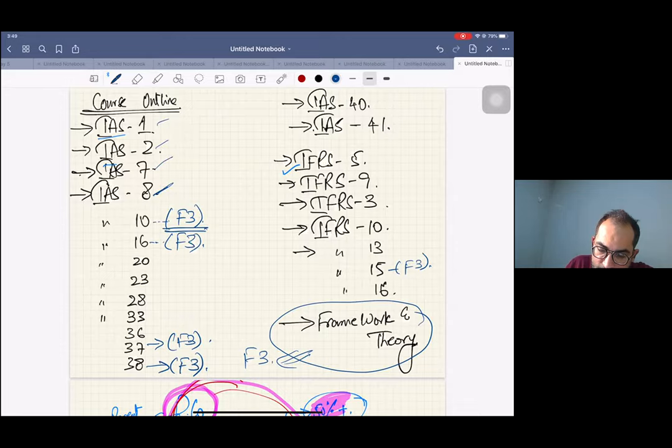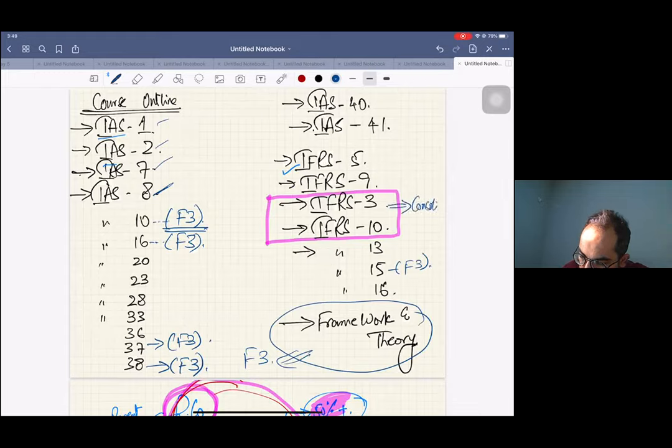These standards, let me highlight. These IFRS 3 and IFRS 10 are linked to consolidation, and these standards we'll cover in the consolidation side, while doing consolidation. Okay.